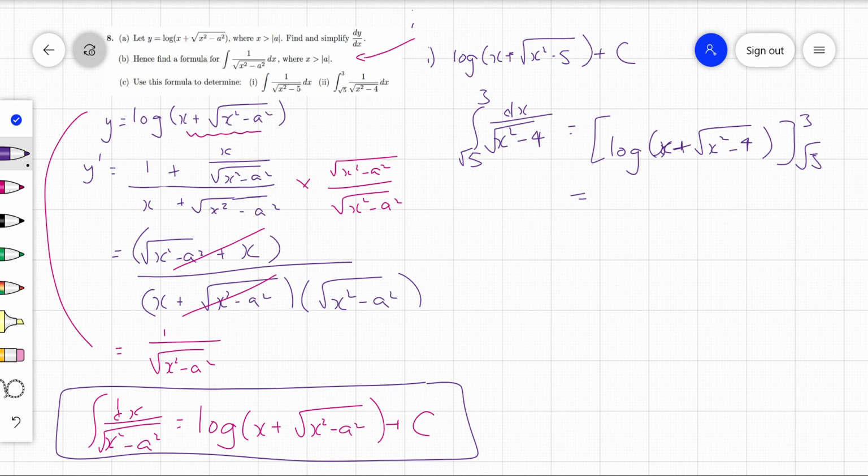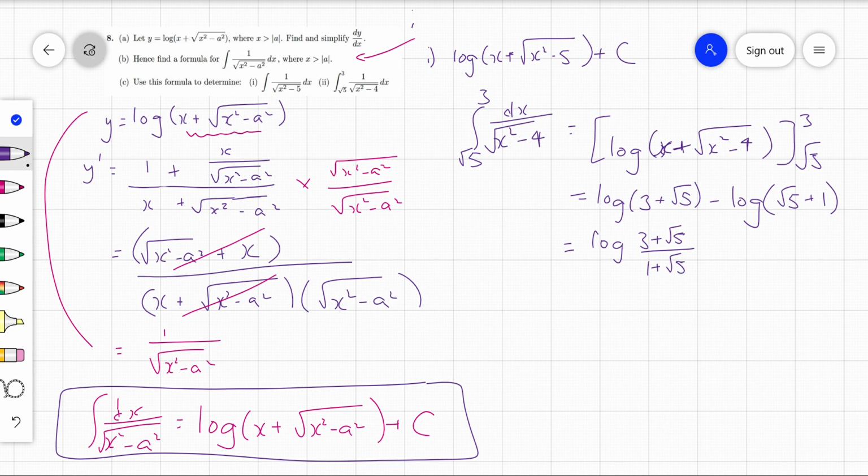Alright, so if we sub that in, we've got our first log. In our square root, we've got 3 squared, so a 9 minus 4, which is a 5. So here we've got log of 3 plus root 5, minus the log of, now I'm putting root 5 in. Root 5 squared is 5, 5 minus 4, so we've got square root of 1, which we know is just 1. Using log laws, you can see that that's going to be this over this.